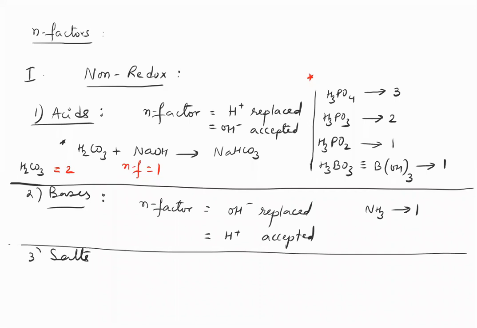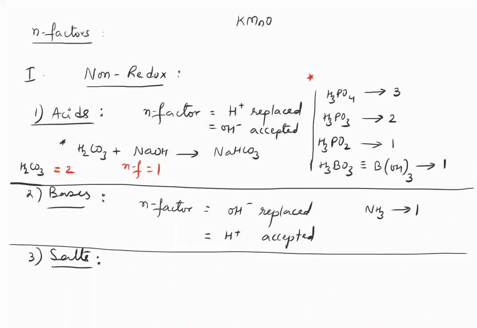The last and final category in your non-redox reactions is salts. Now salts are those species which are taking part in a reaction without changing their oxidation number or donating H plus or donating OH minus. Okay, so a substance which is taking part in a non-redox reaction without changing oxidation number. That means if you calculate its N factor by the formula of redox, the answer will come as 0.